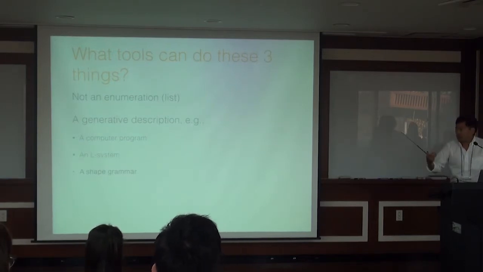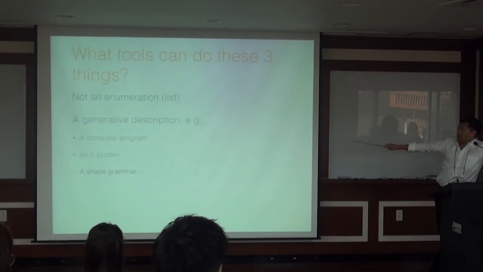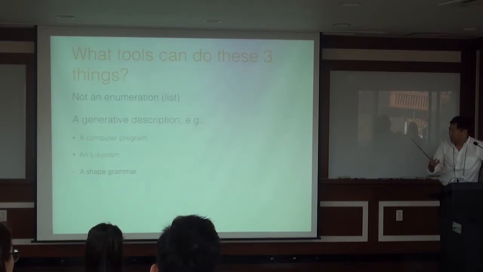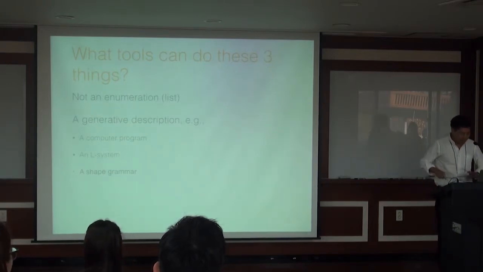It's a formal description of a process which would then lead to a set of output. Or something like a production system such as an L system. Or, surprise, surprise, a shape grammar. Although they were a little bit discreet and they didn't say that in the paper. But a shape grammar can do these three things.